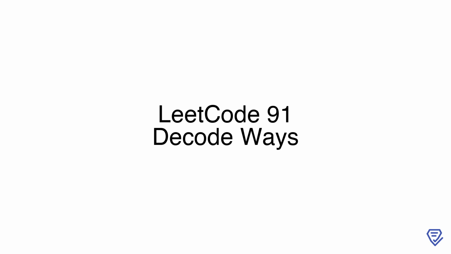Today, we'll dive into problem number 91, Decode Ways. This problem focuses on decoding a string of digits into potential alphabetic representations. It's a great opportunity to practice dynamic programming and recursive problem-solving techniques. Let's explore how to approach this step by step.